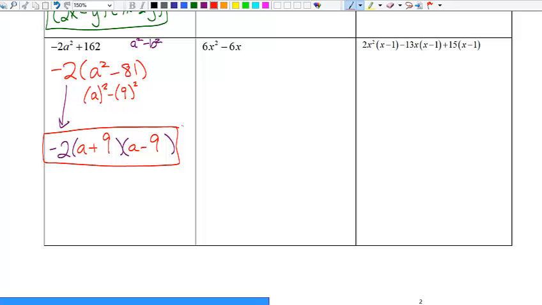Step 3 says, is there anything else that can be factored? Well, negative 2 can't be factored anymore. A plus 9 can't be, and a minus 9 can't be. So this is now totally factored.